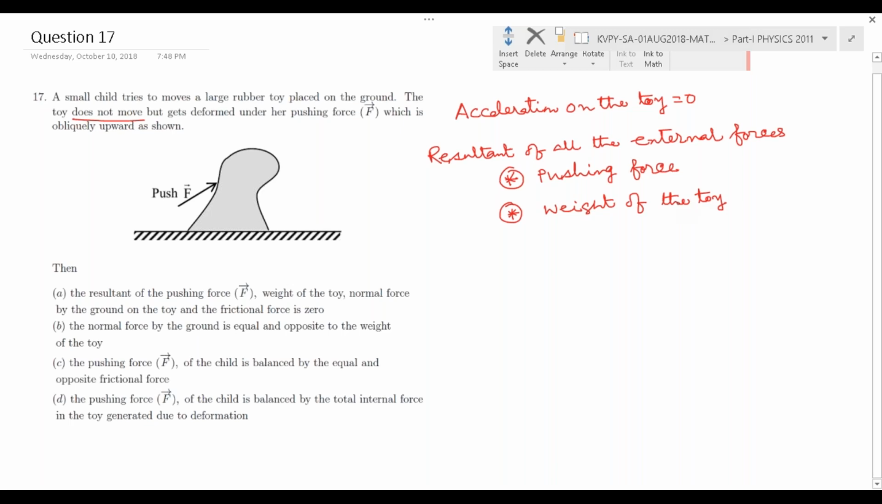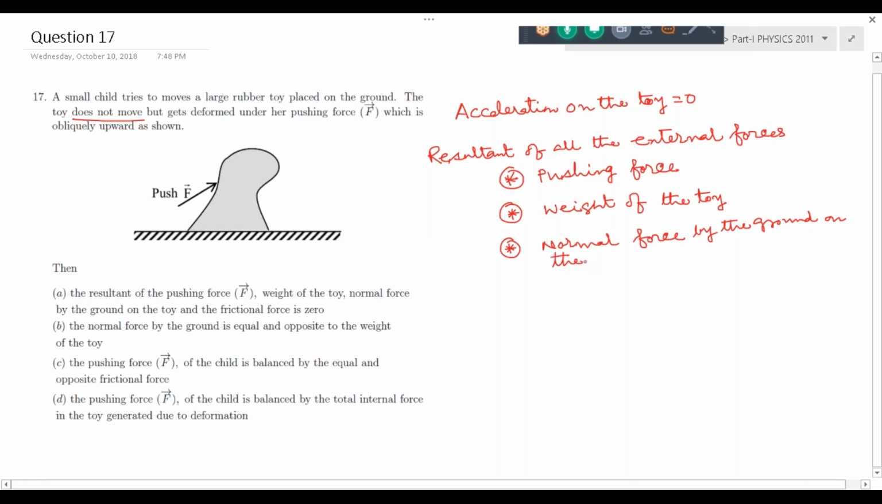Then the third one is the normal force by the ground on the toy. Obviously, that is the normal force, the normal force by the ground on the toy. And the last force is the frictional force.